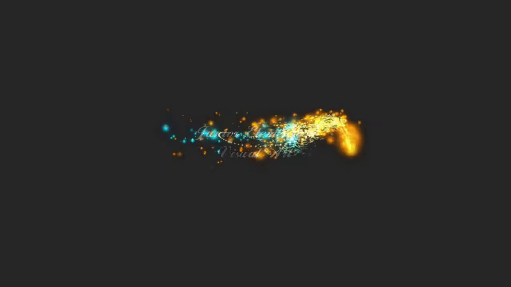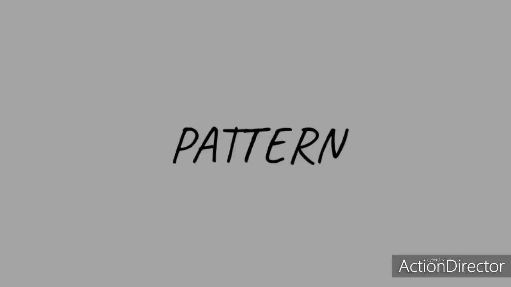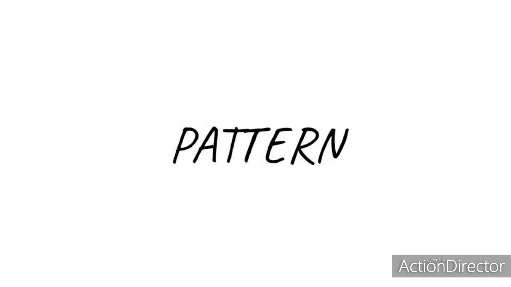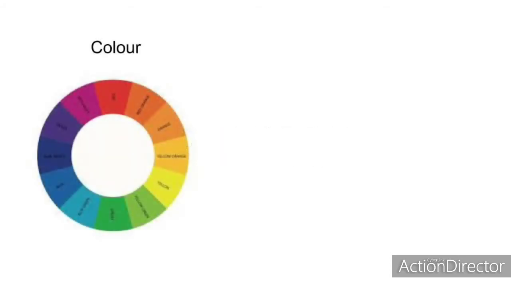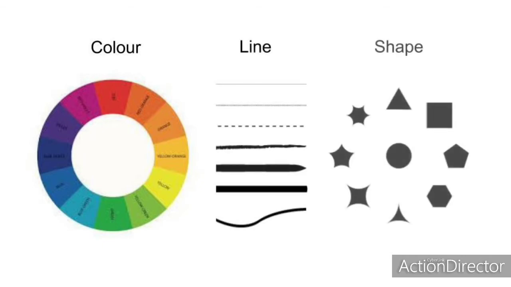Our lesson today is called One Line Here, That Shape There. Our lesson today is all about pattern. Pattern is a principle of art that artists create by repeating elements such as color, line, and shape. They do all kinds of amazing effects with pattern.